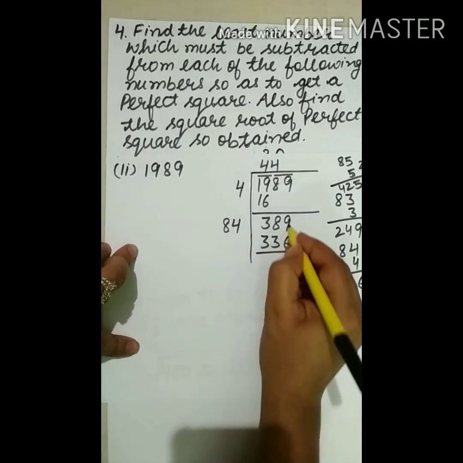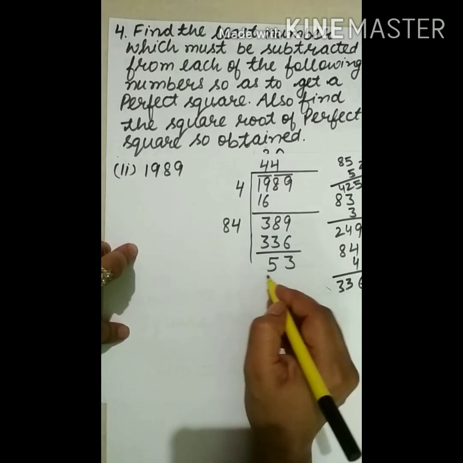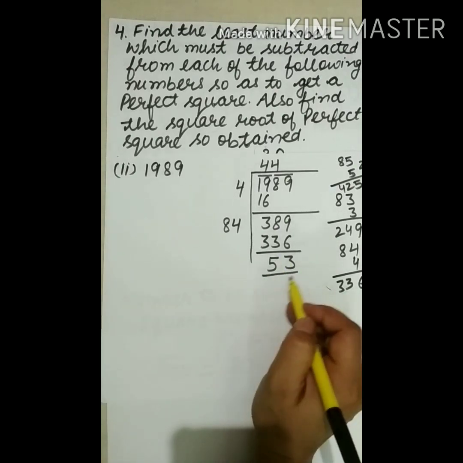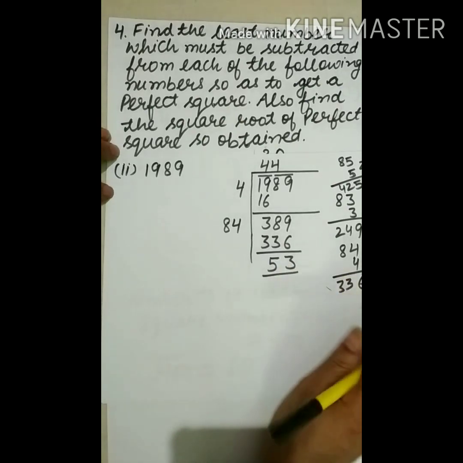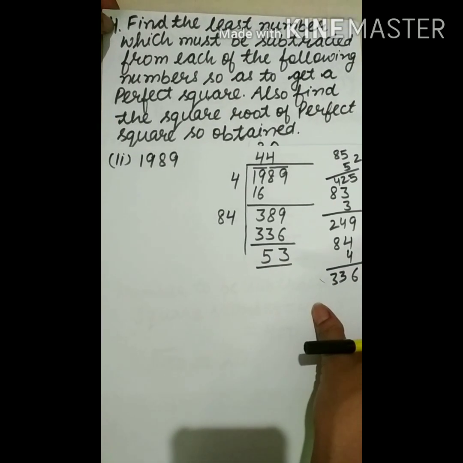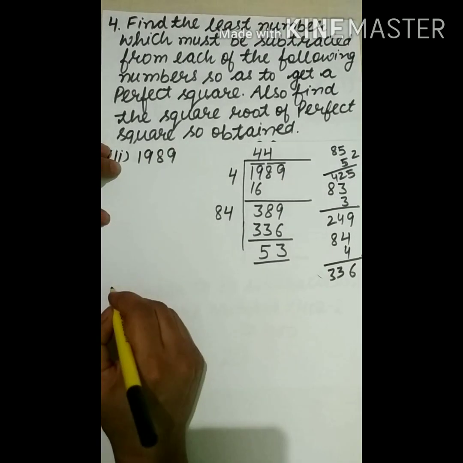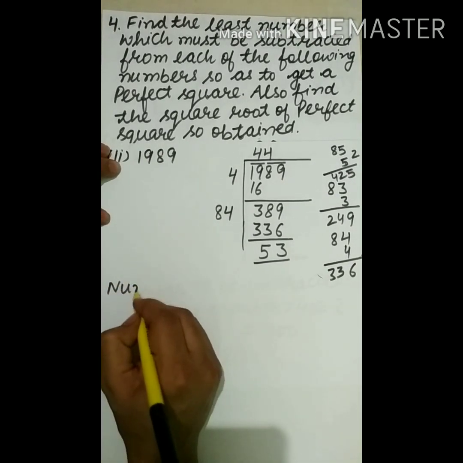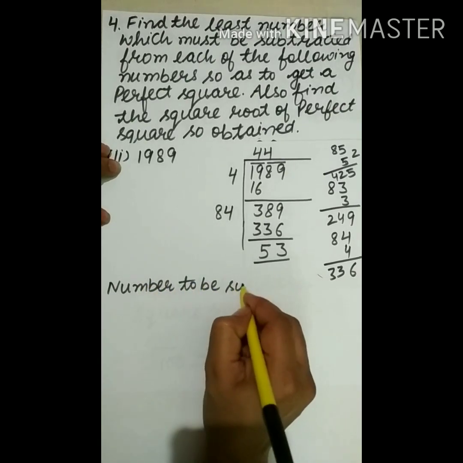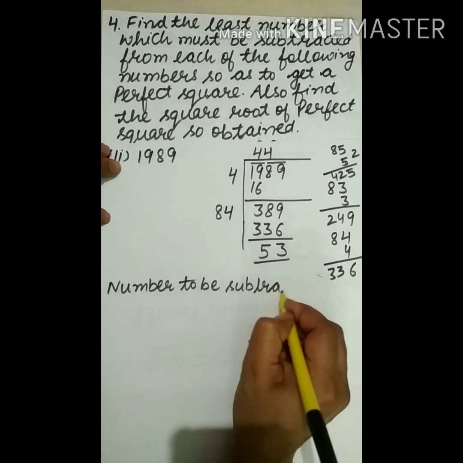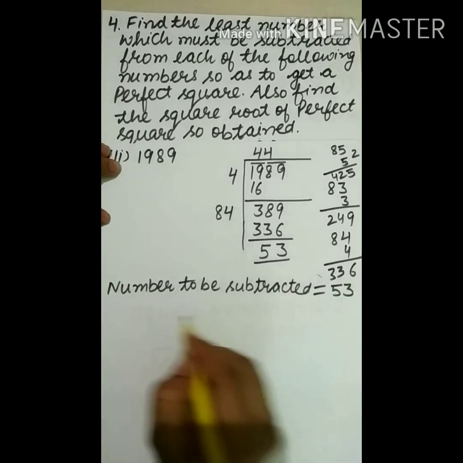336. 9 minus 6 is 3. 8 minus 3 is 5. So the remainder, students, what remainder we will get, that will be the number which must be subtracted. So the number to be subtracted will be equal to 53.